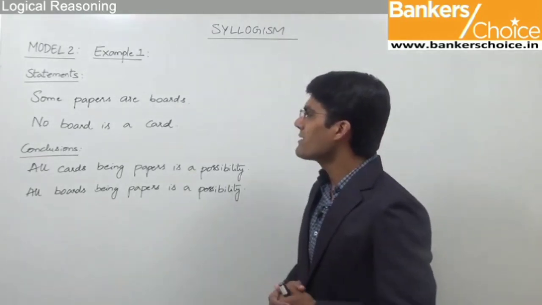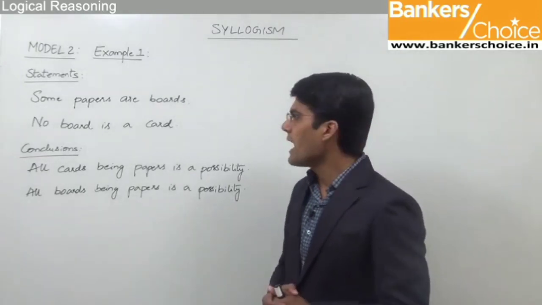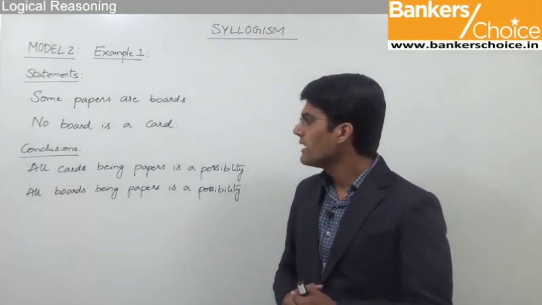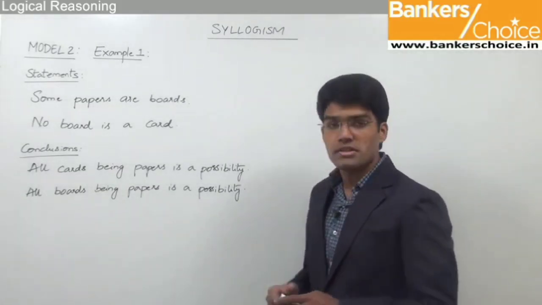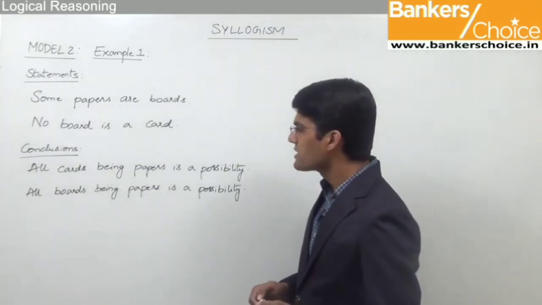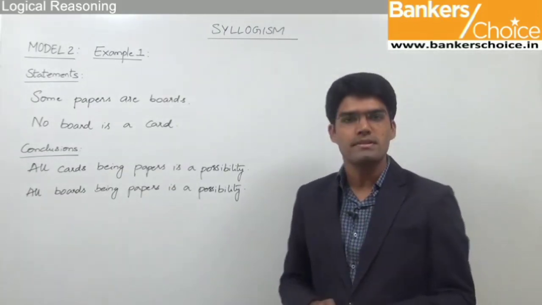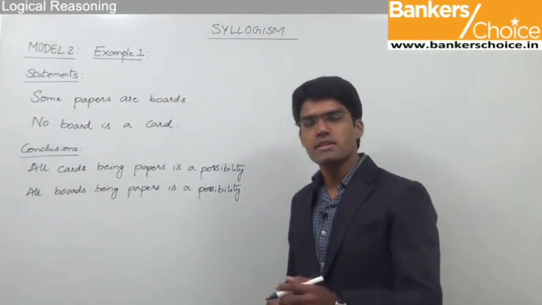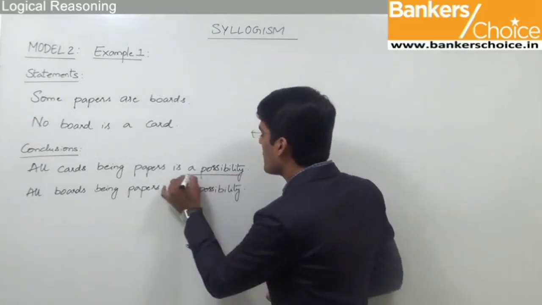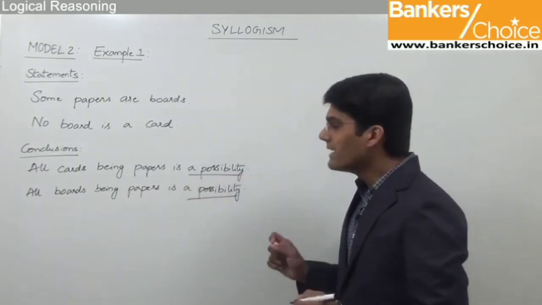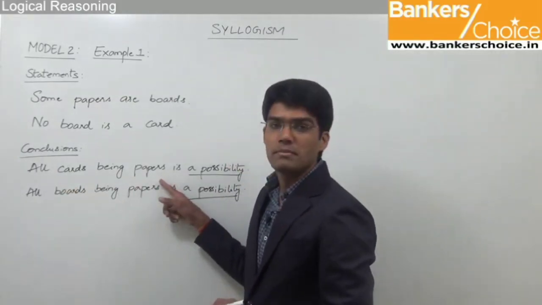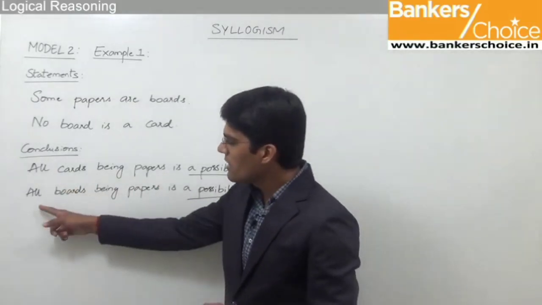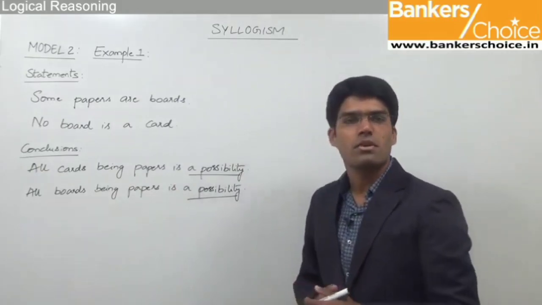The statements here are some papers are boards and no board is a card. And the given conclusions are all cards being papers is a possibility. And the second conclusion is all boards being papers is a possibility. Let me draw your attention to one point here. He is talking about possibilities. So very clearly, we just need to prove whether all cards can be papers. And we just need to prove whether all boards can be papers or not.